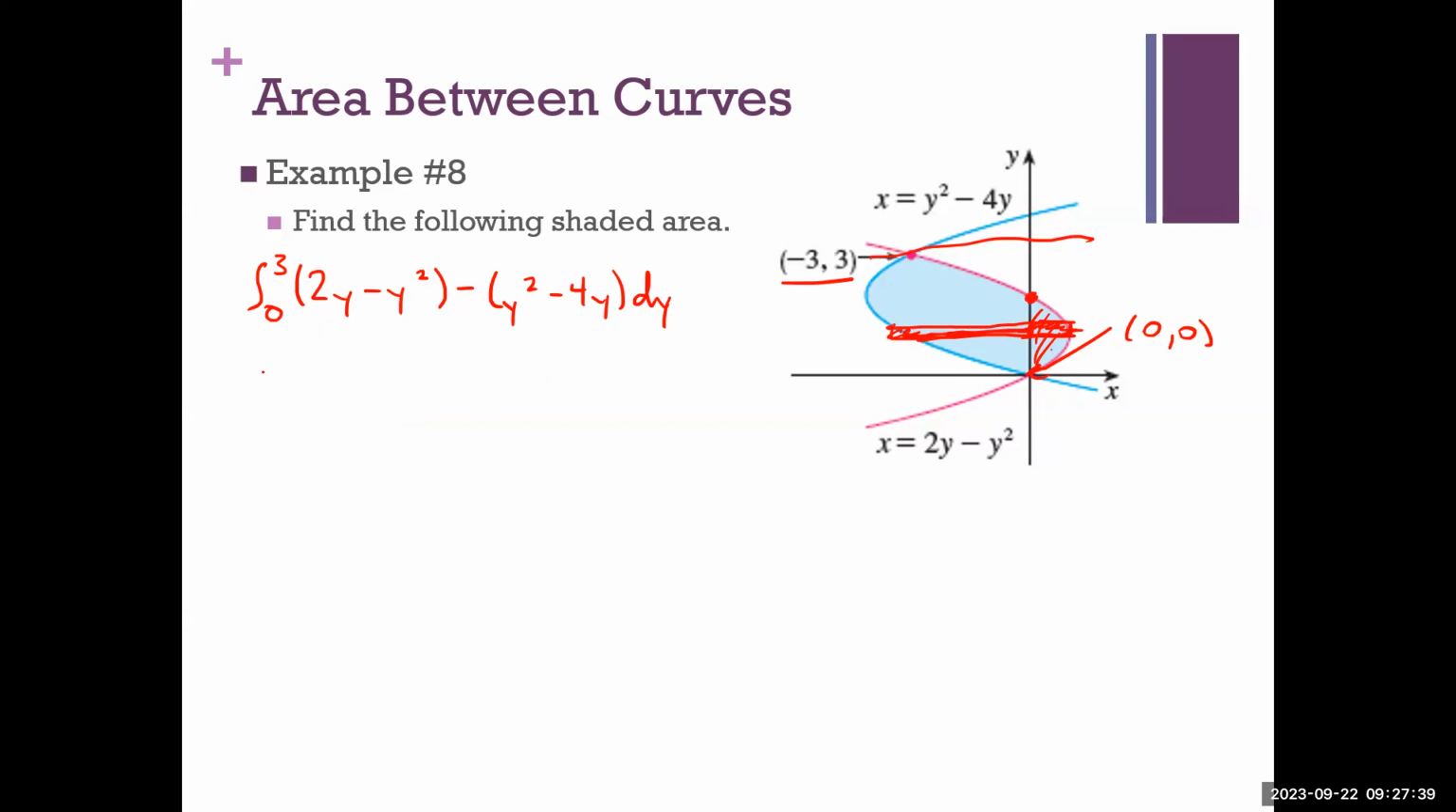Do you want to simplify first, or do we not like doing that? Okay, let's do that. We didn't do that last time, so let's do it this time. So from 0 to 3 of 2y plus 4y is 6y. Negative y squared minus y squared is minus 2y squared. And that's it.